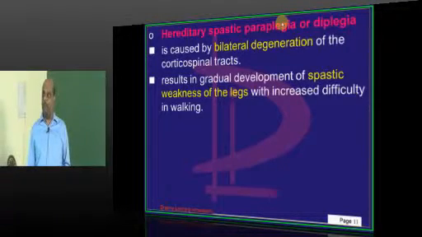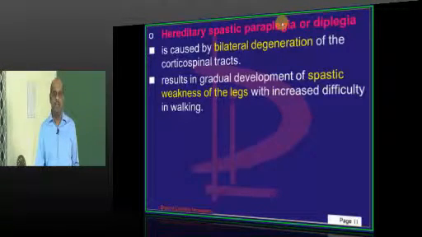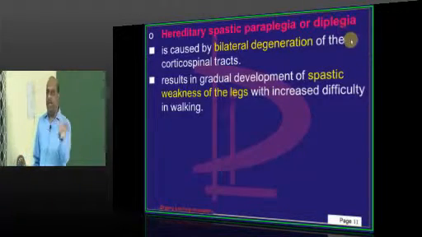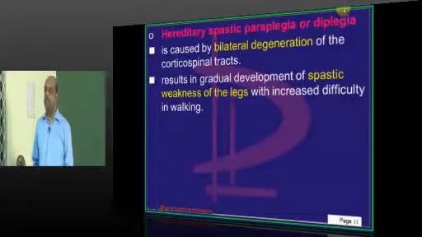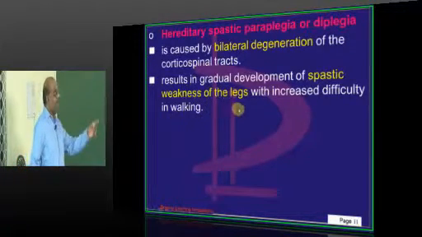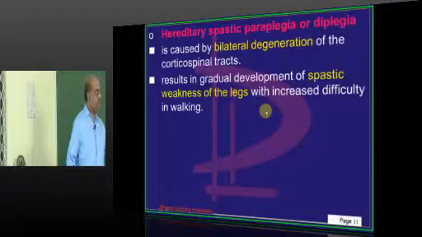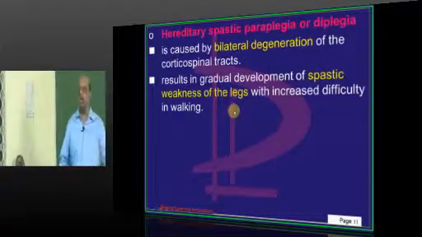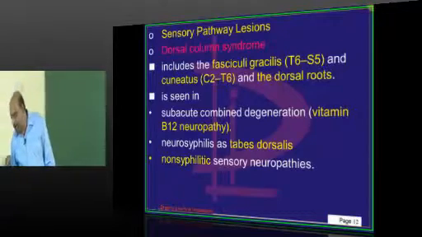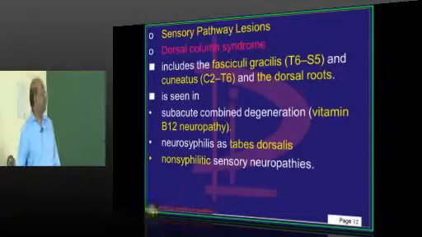Hereditary spastic paraplegia. Spastic itself means the corticospinal tract is involved. So there is a bilateral degeneration of the pyramidal tract in these people who have hereditary spastic paraplegia, and that leads to development of spastic weakness of the legs with difficulty in walking. That's the whole problem in them. Now let us talk about the sensory pathway lesions.